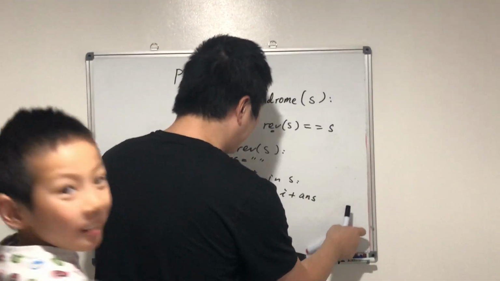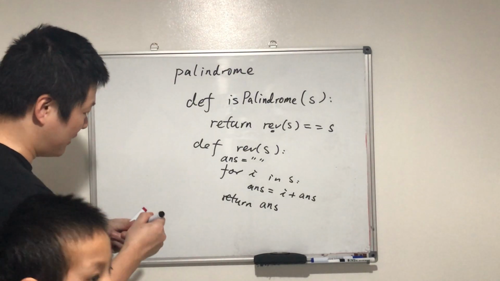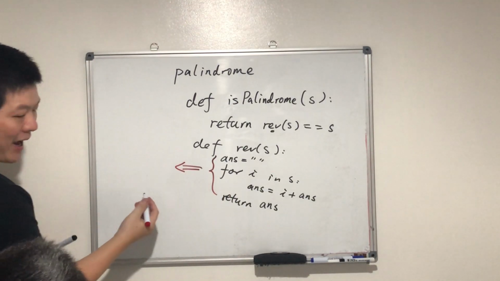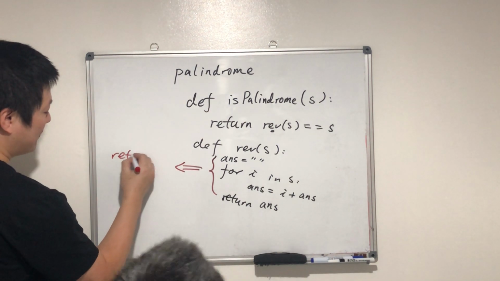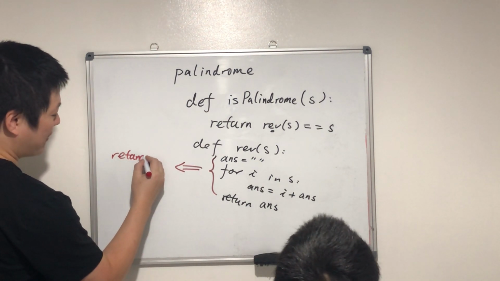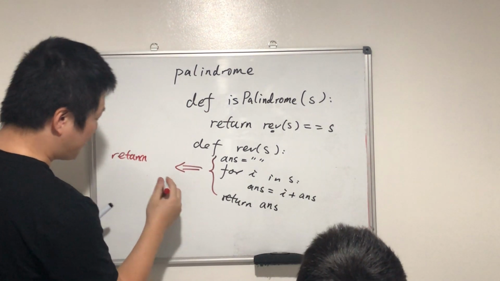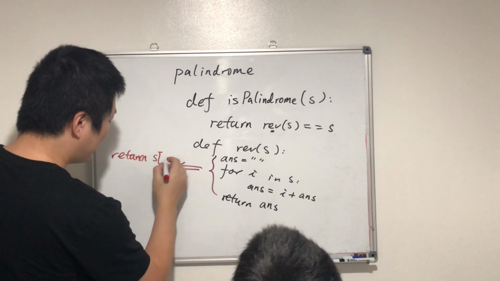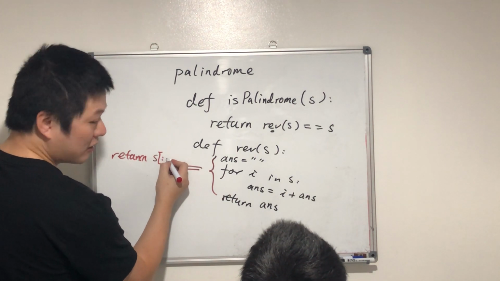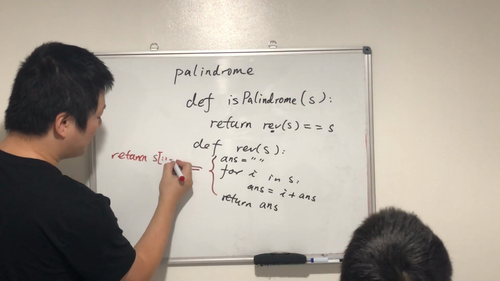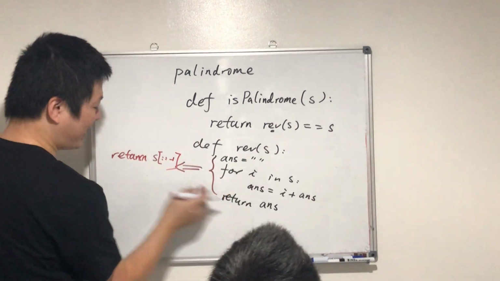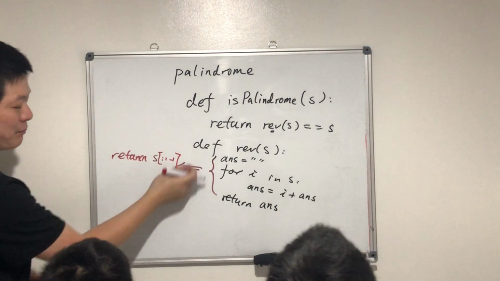In Python we can use a much better, quicker way. Look, this whole thing can be replaced by what? Return s, then bracket, colon, colon, minus 1. It means reverse it. So this whole thing can be replaced by this in Python. This means to reverse it.